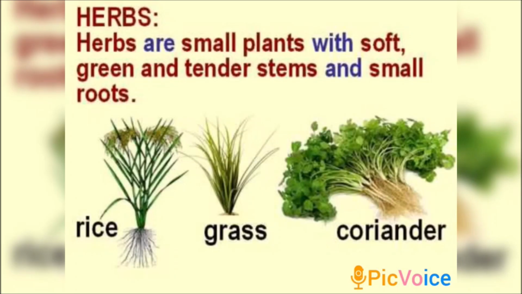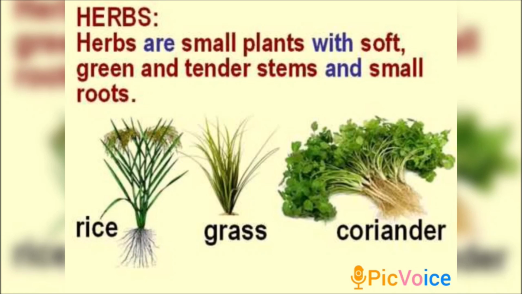What is the next type? Herbs. Herbs are small plants with soft green and tender stems and small roots. Examples: rice, grass, coriander, etc. Herbs and shrubs are not the same, but they look similar. When compared, the stems of shrubs are thick, but herb stems are thin and soft. Okay.